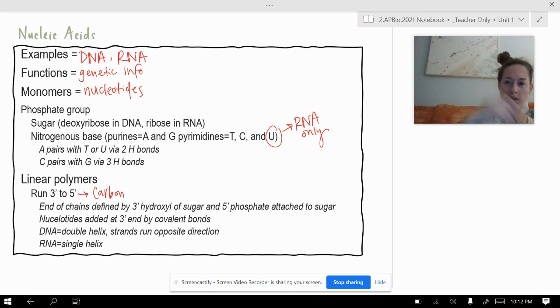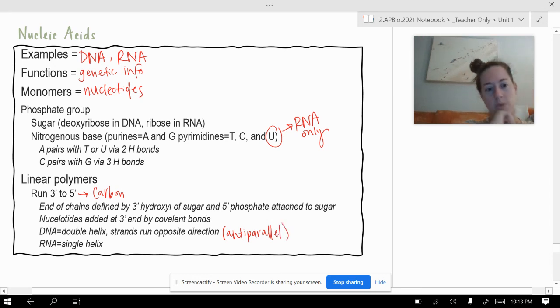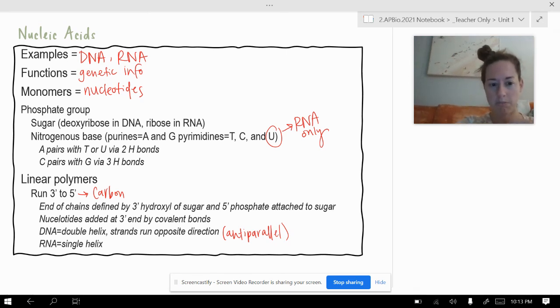So when you build a polymer of either DNA or RNA, you're always going to add your nucleotide to the 3' end. This is important for later on when we talk about how DNA replicates itself, because in DNA, the strands run anti-parallel, which is this opposite direction situation. So one is running in the direction of 3' to 5'. The other one is running 5' to 3'. So one of them has to be copied backwards because the nucleotides always get added to the 3' end. We'll talk about that more later on. Okay.